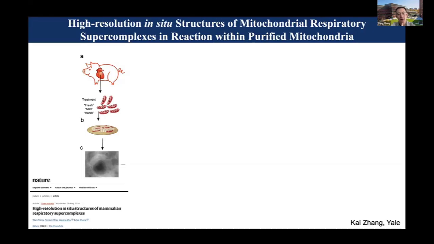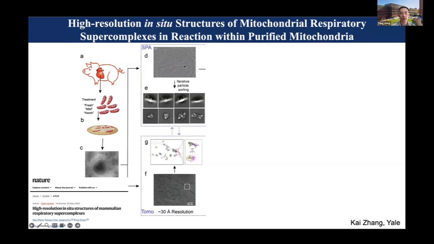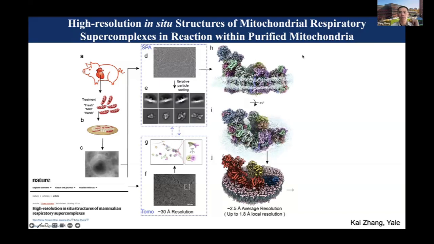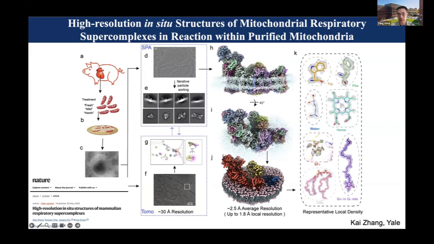They took pig heart, then purified mitochondria from the pig heart, then did both single particle cryo-EM and cryo-ET on it. They combined the two, but mostly relied on the single particle cryo-EM data to get to very high resolution on the respiratory super complex chain. So it really gets very high resolution, about 2.5 angstrom. That is in situ, it's not purified complexes, but you can see these very nice densities.